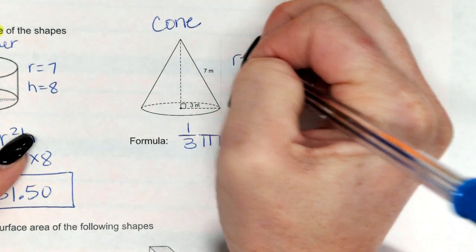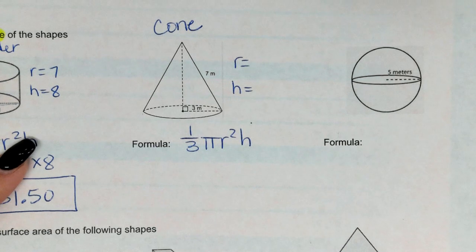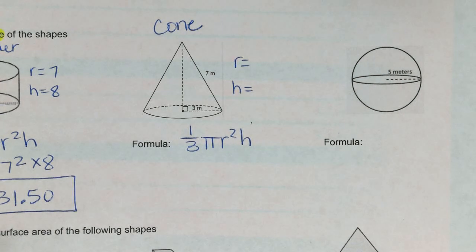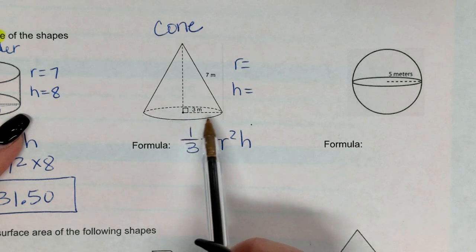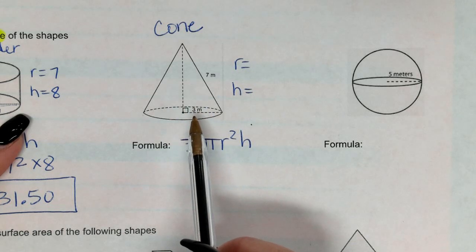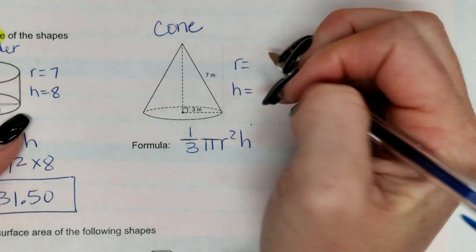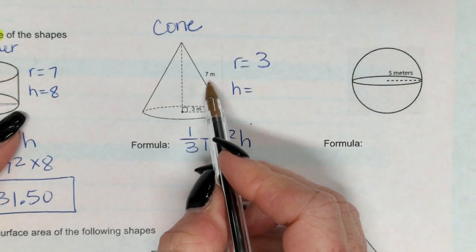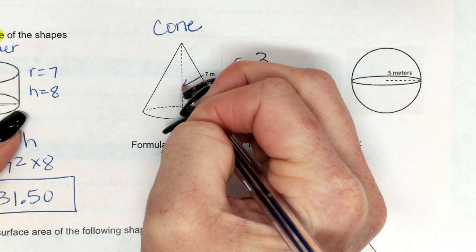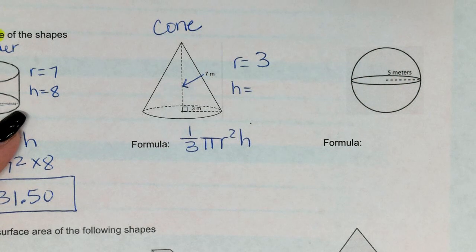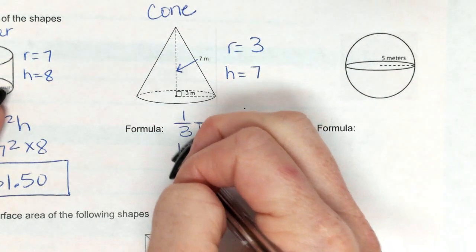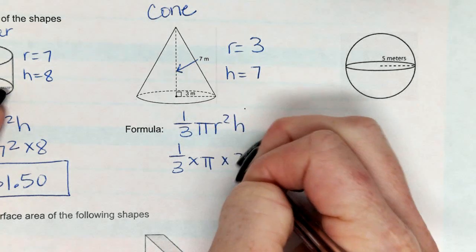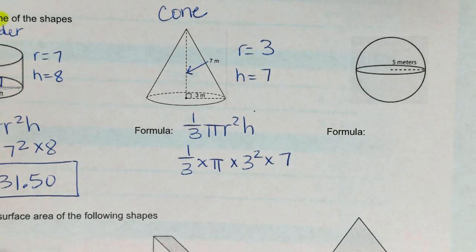So I need a radius and a height. The radius has to come from the circle. Did they give me a radius or a diameter? Remember, radius goes halfway through. It went halfway through, so the radius is 3. And pretend that 7 was pointing right here, and that is the height. All right, so I'm going to plug it in, 1/3 times pi times 3 squared times 7.